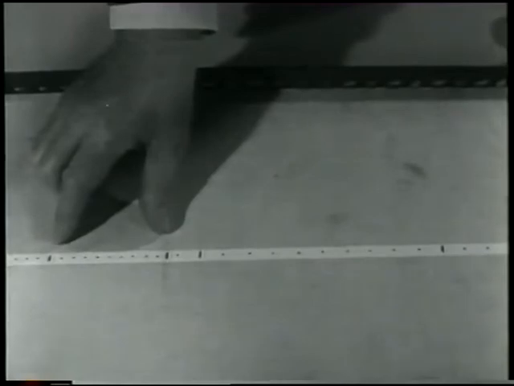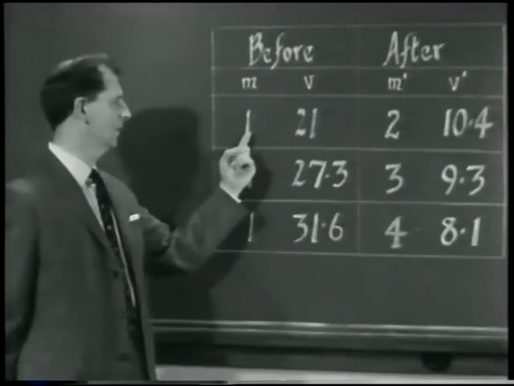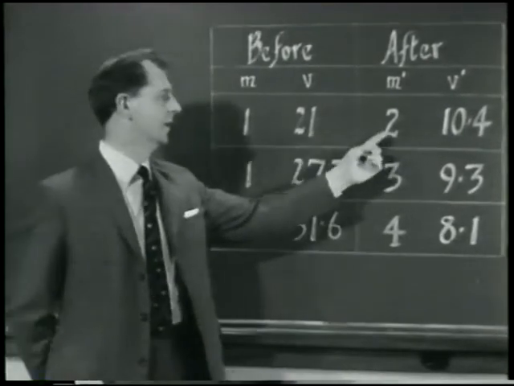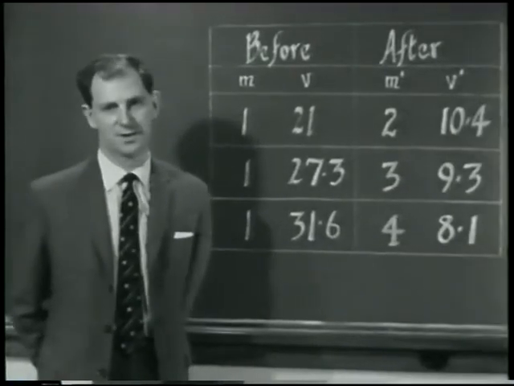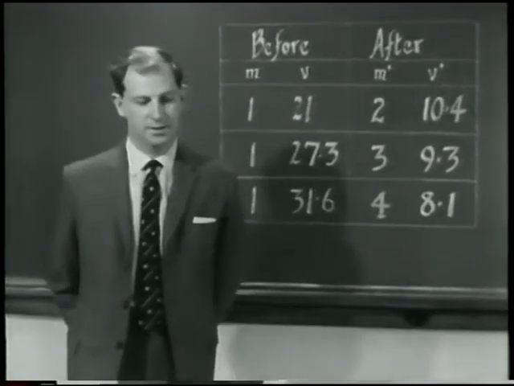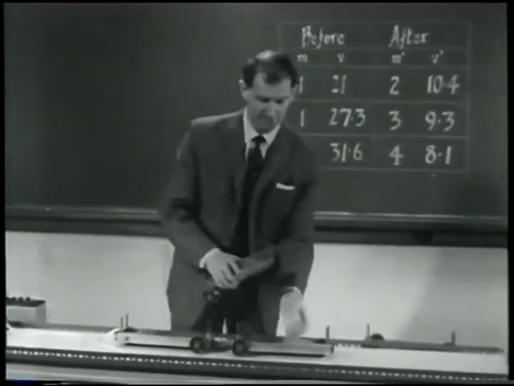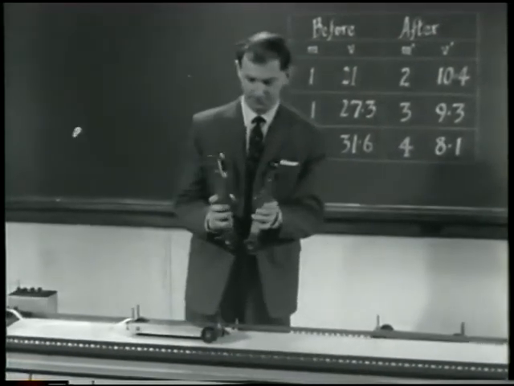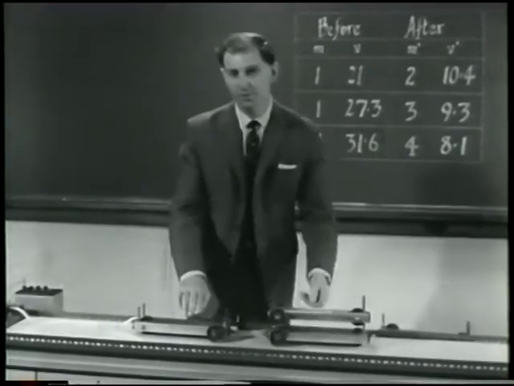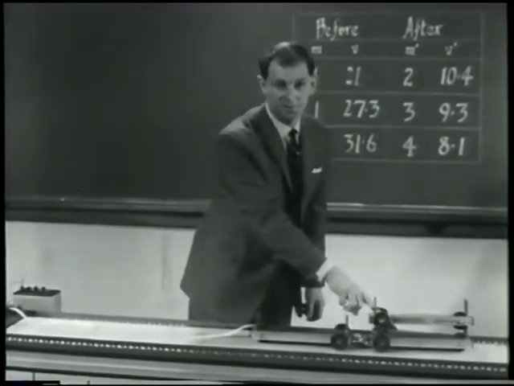The actual results obtained by one group of pupils are shown on the board. 1 unit of mass and 21 units of velocity before the collision, and 2 and 10.4 after the collision. Having done this experiment, I should ask the pupils to repeat it, but this time to use 2 trolleys stacked like this. In this way, we have 1 unit of mass before the collision and 3 units of mass after the collision.